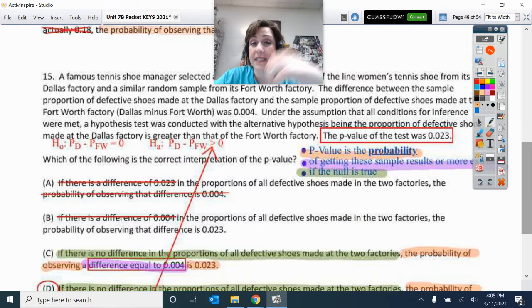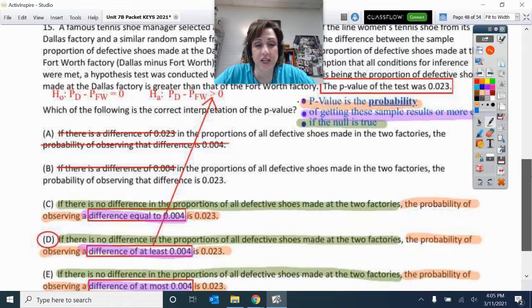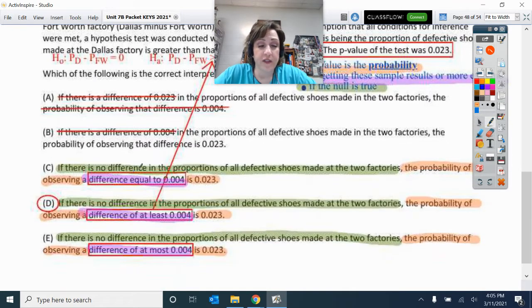So this is the same idea, the difference between the defects in the Dallas factory and the Fort Worth factory. So we have that p-value, and we know that if the null is true, then the defect rate at the factories are the same. So that's what I started hunting for first. If there's no difference in the proportion of all defective shoes made at the two factories, no difference in the p's, the proportions, okay.